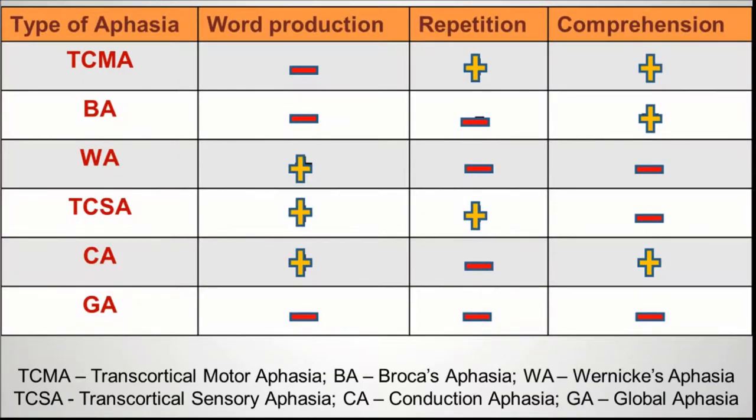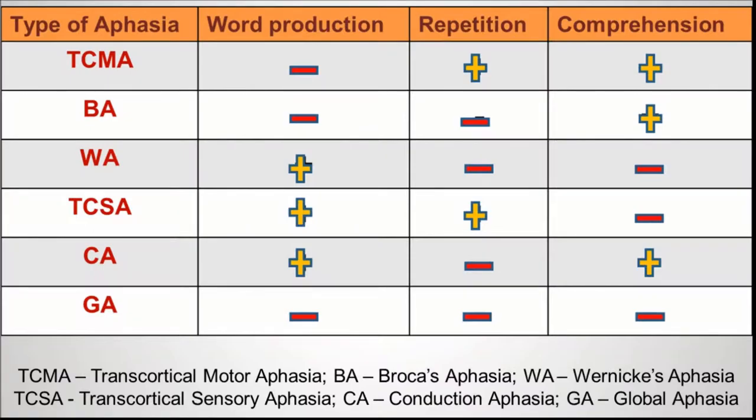This small chart comprises common aphasias and the features which are typically seen in them: word production, repetition and comprehension. It's important to remember the difference between transcortical motor aphasia and Broca's aphasia, wherein in TCMA, repetition is preserved, whereas in Broca's aphasia, repetition is affected.